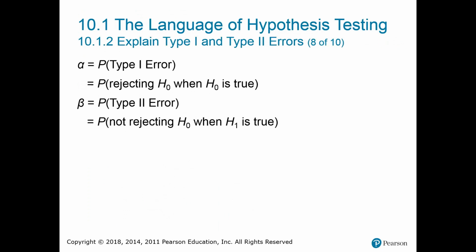So this slide just sums it up, where we could have our type 1 error or our type 2 error, and then also our options of what that means. So the type 1 error is rejecting the null when the null is true. The type 2 error is not rejecting the null when the alternative is true.